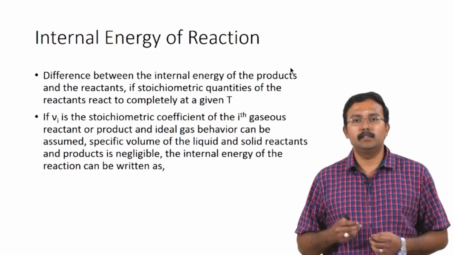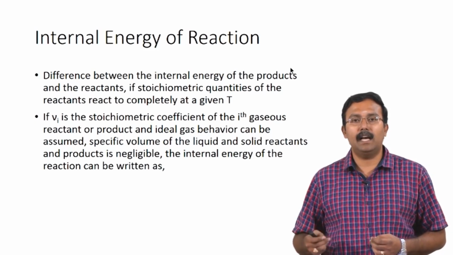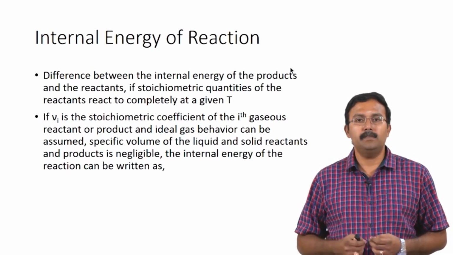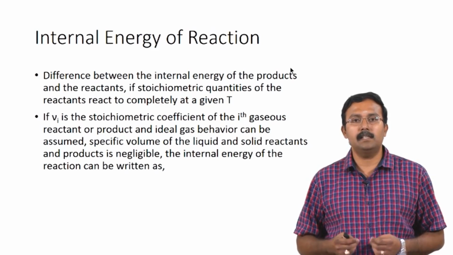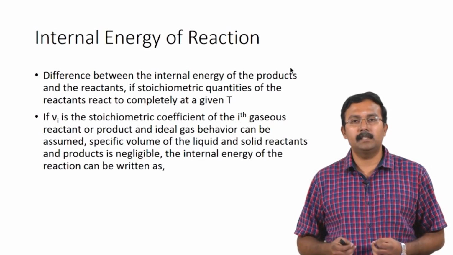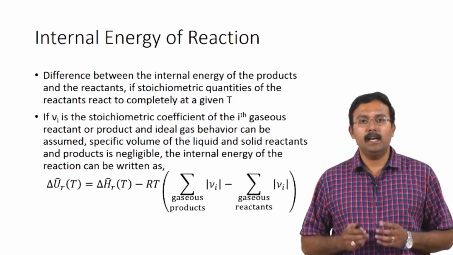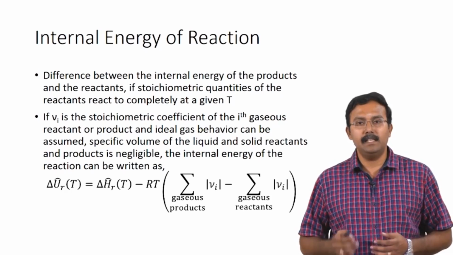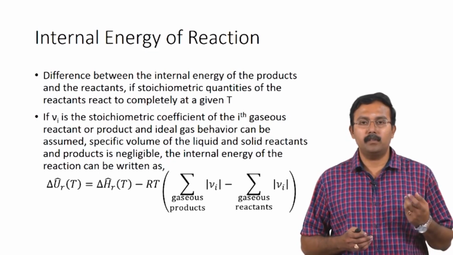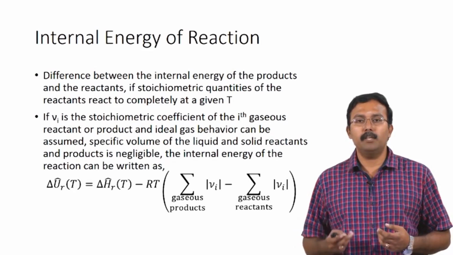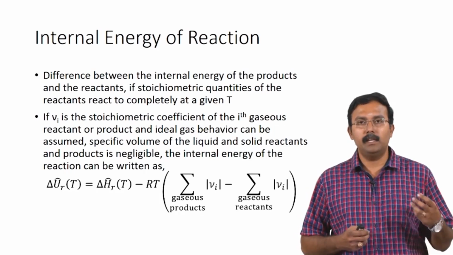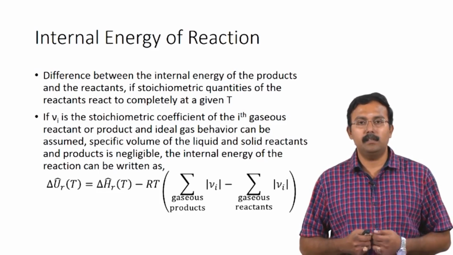If nu i is the stoichiometric coefficient of the ith gaseous reactant or product, ideal gas behavior can be assumed, and the specific volumes of the liquid and solid reactants and products are negligible, then the internal energy of reaction can be written as delta U_R cap equals delta H_R cap minus RT times the sum of the stoichiometric coefficients of gaseous products minus the sum of the stoichiometric coefficients of gaseous reactants. This is how you would calculate the internal energy change associated with a reaction.